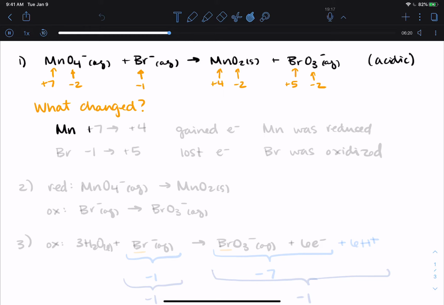My manganese went from a +7 to a +4. So in order for the oxidation number to change that way, it had to gain electrons. So the manganese was reduced. And my bromine went from a -1 to a +5, which means it lost electrons. So the bromine was oxidized.